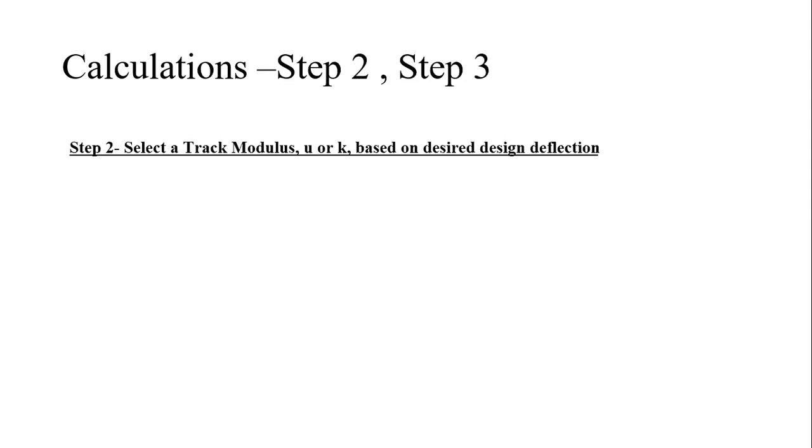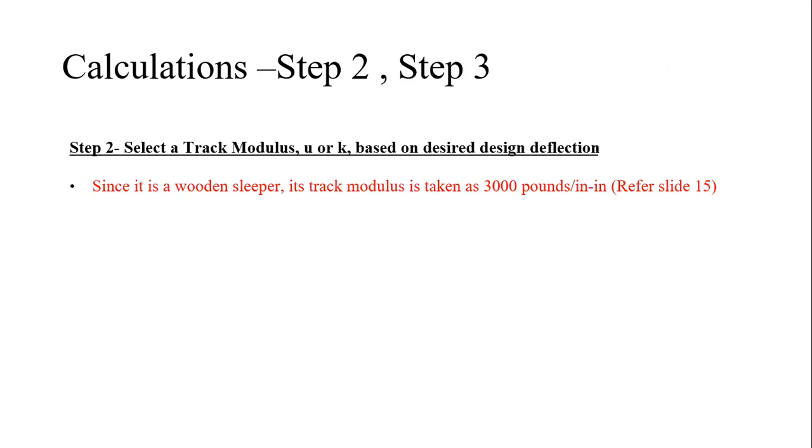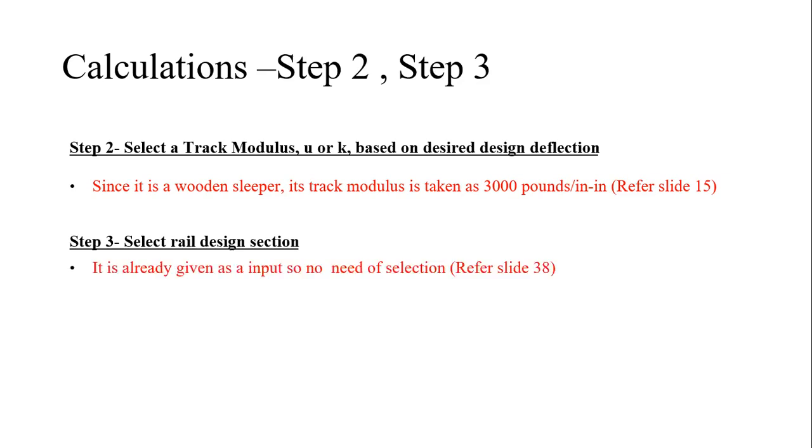We move to step 2. Step 2 is about track modulus. We don't have to select it. It's a wooden-tie track that has been given to us, and that was explained in slide 15 of this lecture. We also have to select the rail section. This is an input already known to us, so we don't need any selection. We can always assume a trial section, but since it is given, we are not going for that.